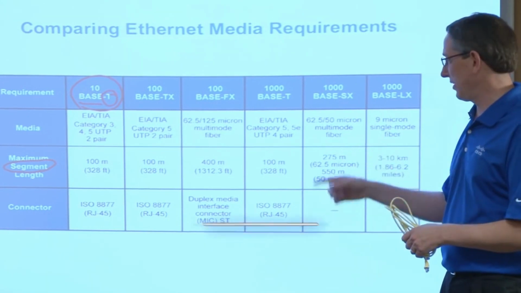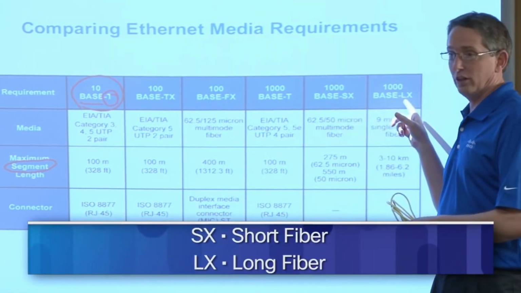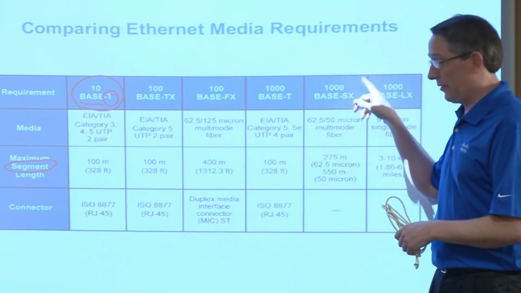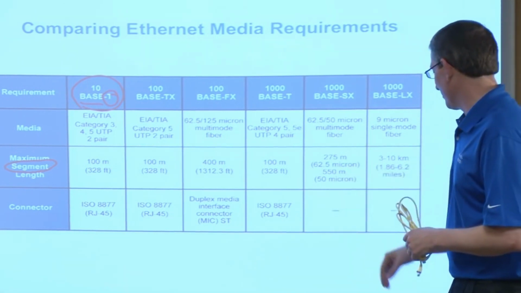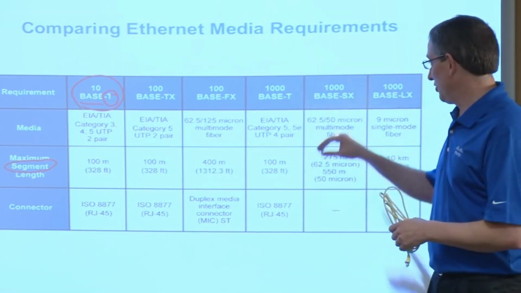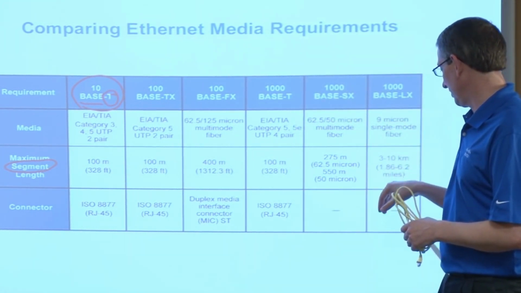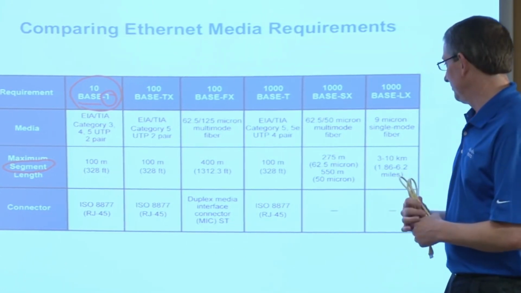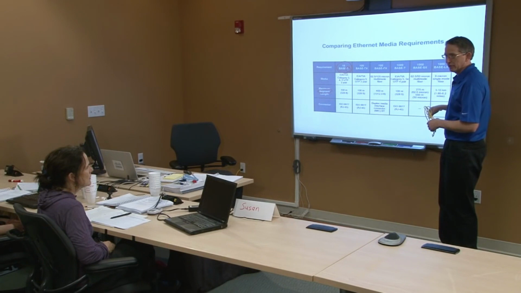Let me give you a shortcut to remember that. SX, S is for short. L is for long. They're both fiber. So if you have fiber that you need to go 550 meters, that's a long way. You could use the SX, and the LX can go even further, like 1.8 miles. That's a long way to go. This is using multimode for the shorter, and this is using single mode for long.